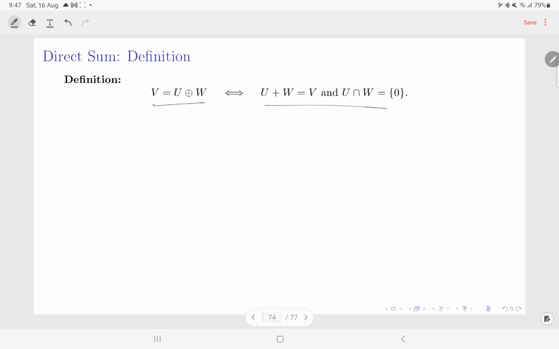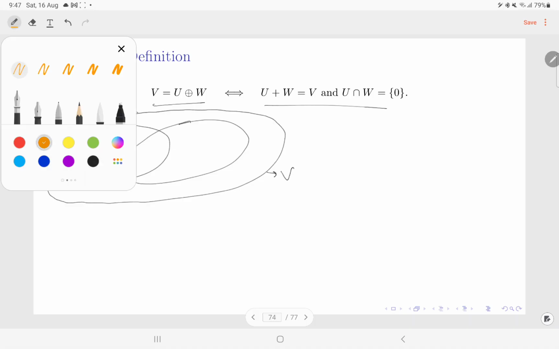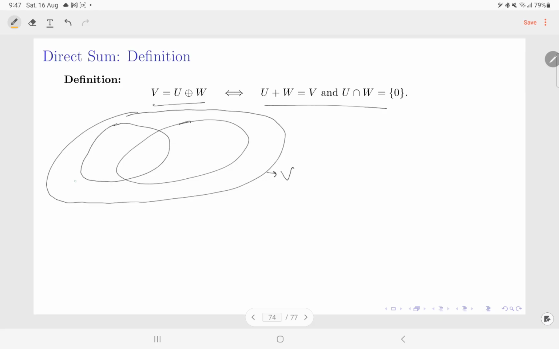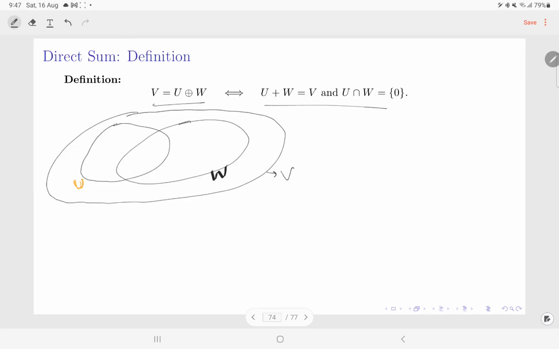So for direct sum, you need to have a basic concept of intersection. Let's say this is your vector space V. This is your vector space U, and this is your vector space W. This part is known as the intersection, U intersection W.